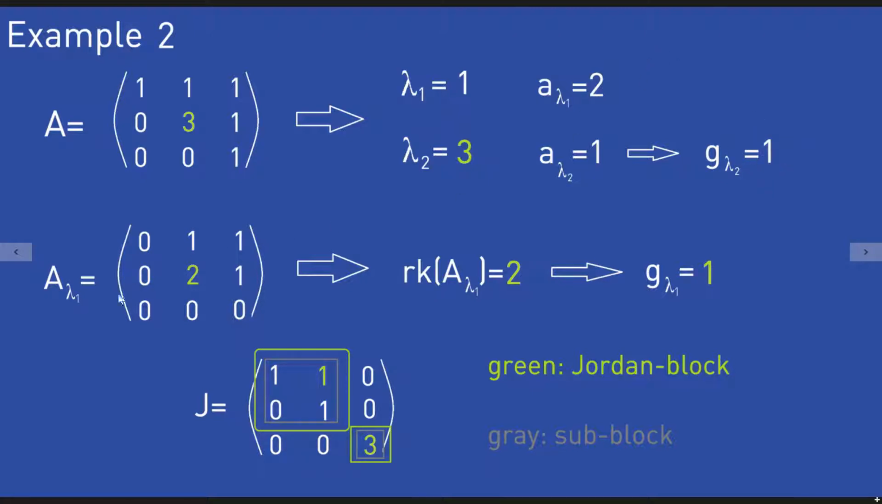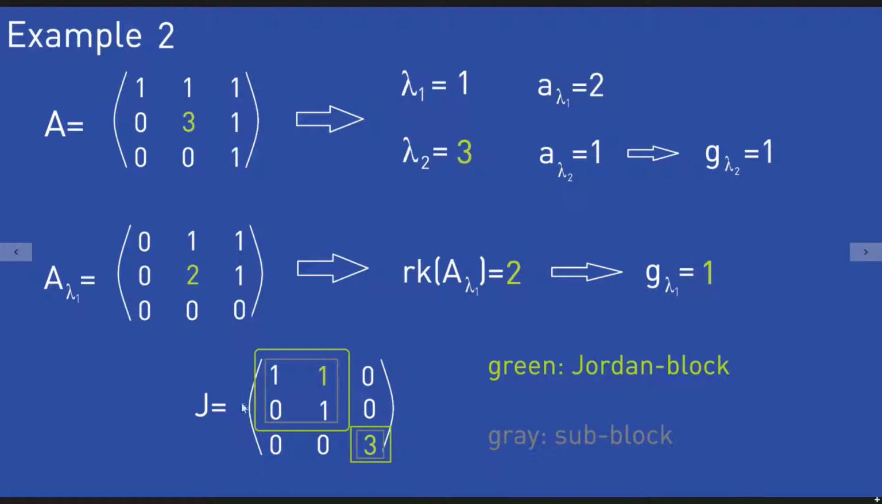Now we want to find the geometric multiplicity of the first eigenvalue. So we have to calculate the matrix A minus lambda 1 again. And to do this we have to subtract 1 from the diagonal of A. So 1 minus 1 is 0, 3 minus 1 is 2 now, and 1 minus 1 is 0. This matrix now has rank 2. Therefore, the geometric multiplicity of the first eigenvalue is 1.